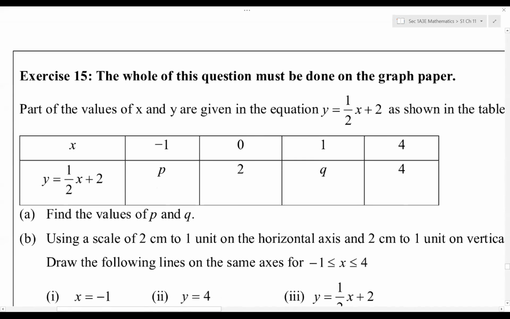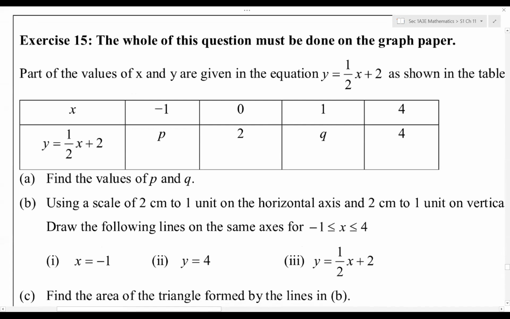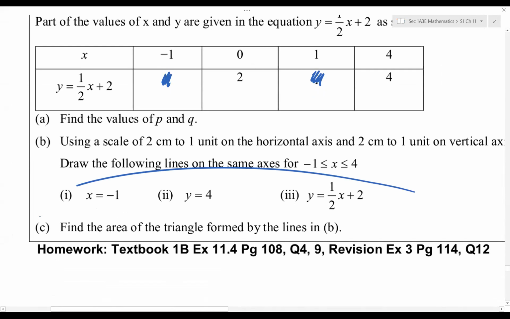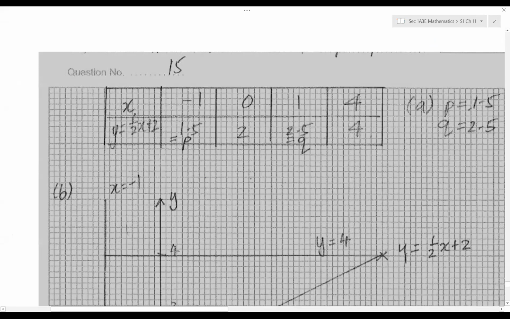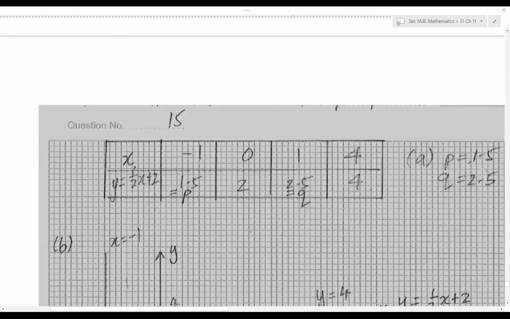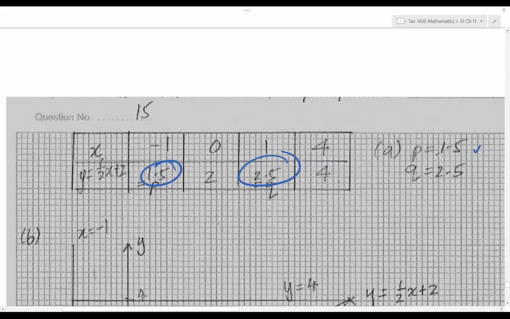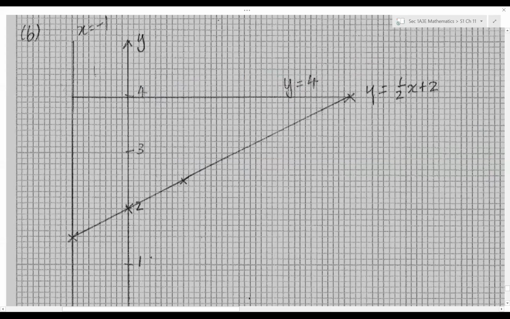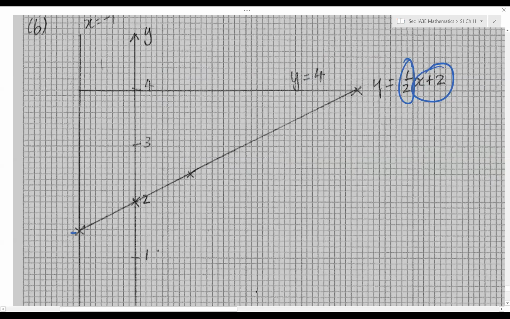And the final notes question. Exercise 15, we will see that it's very common. Usually we'll leave this blank, you fill in the blanks. So find the 2 values, draw with the scale, draw more lines, find the area. Okay, so the values are 1.5, 2.5. So state your values for P and Q. Drawing the graph, we are expecting a diagonal line sloping up. Why? Because the coefficient of x is positive. The y-intercept is +2, over here.